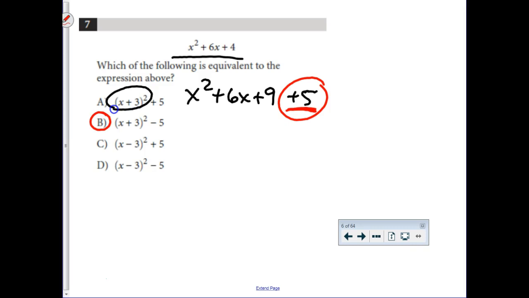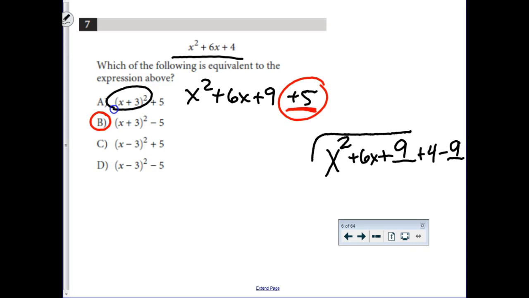All right, my friends who love completing the square. You would have gone x squared plus 6x plus mystery number plus 4. And then because you're on the same side, like one expression, you'd have to subtract the blank. So the blank here would have been a 9. And then when you strategically group these two together, you get x plus 3 quantity squared. And then adding these together, you get a minus 5. So either way, you get B.